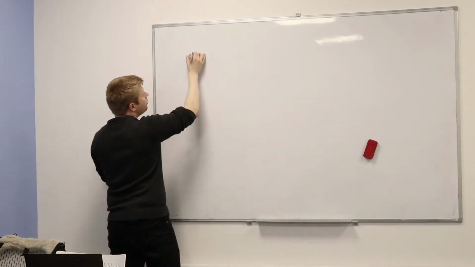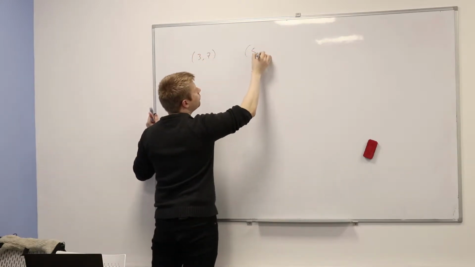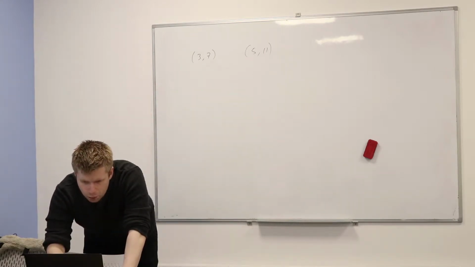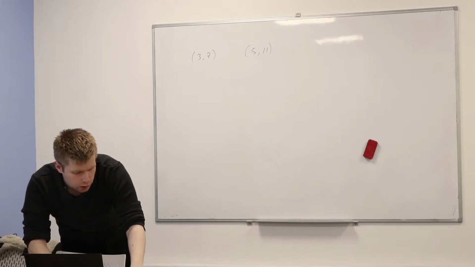So we've got 3, 7 and 5, 11, okay? So if I was going to plot this on here, okay, so those are the 2 points there. What I'm asking for is what is the equation of the line which passes through these 2 points here? Okay, that's what I'm after there.